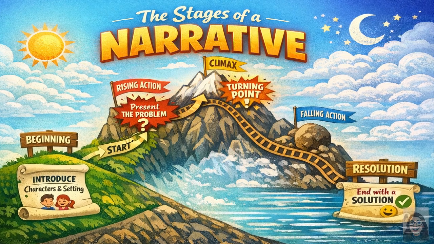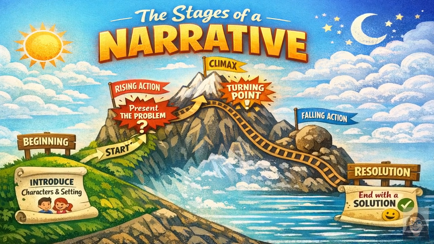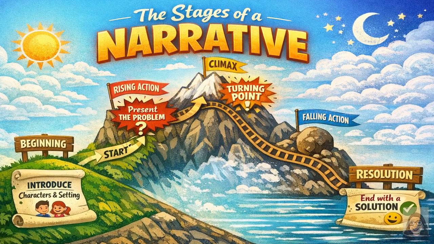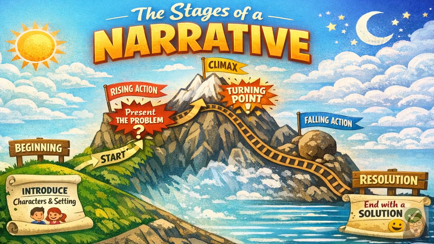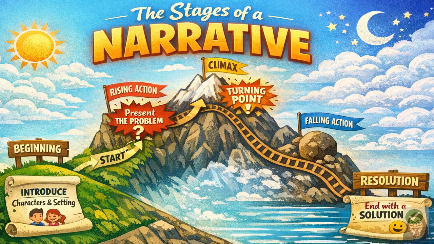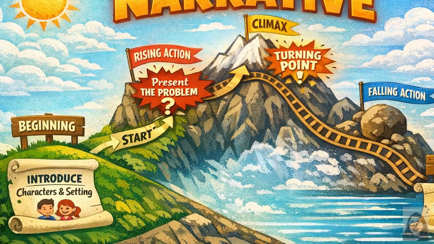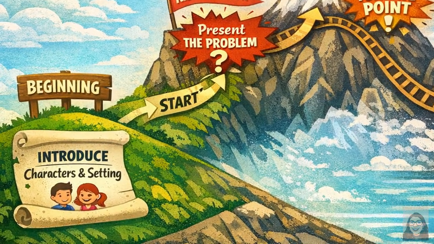To help explain the stages of a narrative, we're going to use this mountain as our guide. Think of narrative writing as a journey. We're going to climb up this mountain together, reach the peak, and then travel back down the other side. Let's start right here at the base of the mountain, the beginning of the narrative.